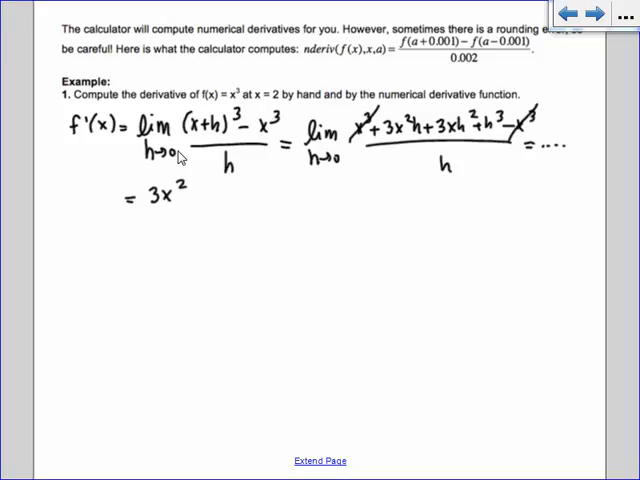So if I'm finding f prime of 2, then it's going to be 3 times 2 squared. So we end up getting 12. Okay, so I know my derivative, my slope at x equals 2, is 12.